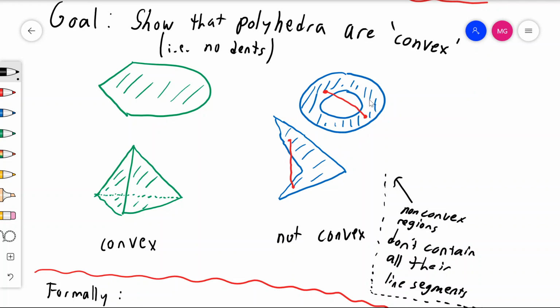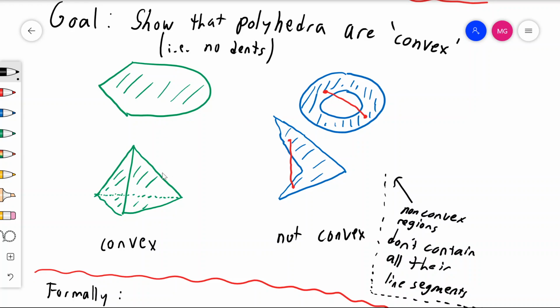Same thing here. You have to be a bit more flexible with what your notion of a dent is, but still, what we have is 2 points. They're both in the shape, but when you connect them by the line segment, that segment is not entirely contained in the shape. So if there exist 2 such points, that when you connect them by the line segment, even though the points are in the shape, the line segment is not entirely contained in the shape, then that is not convex.